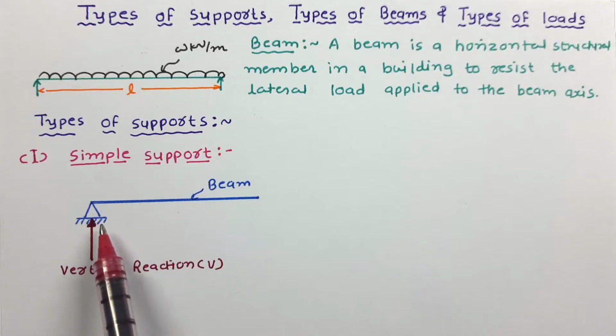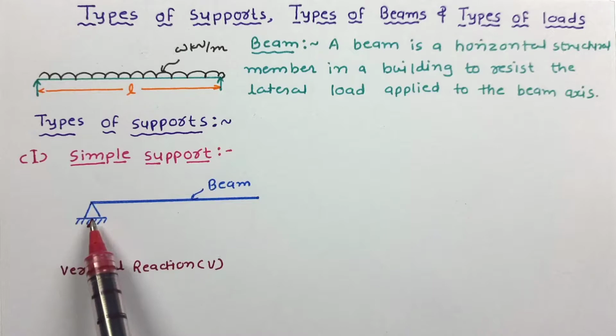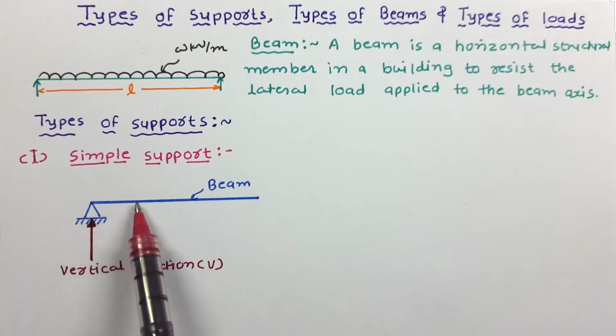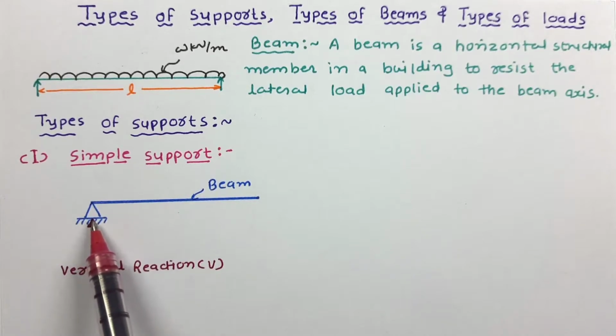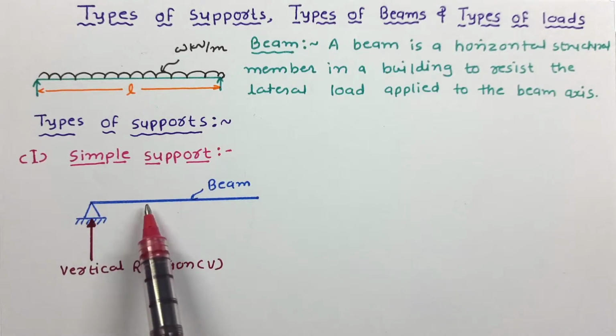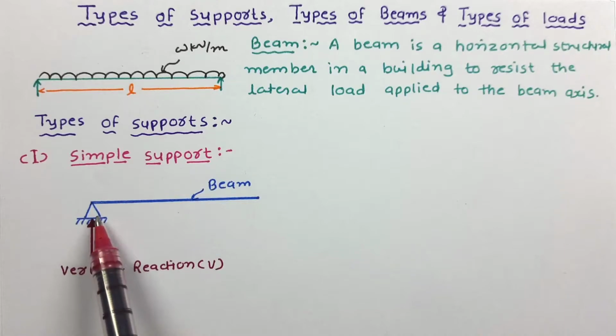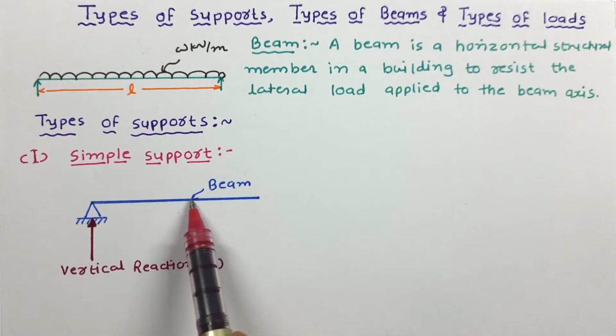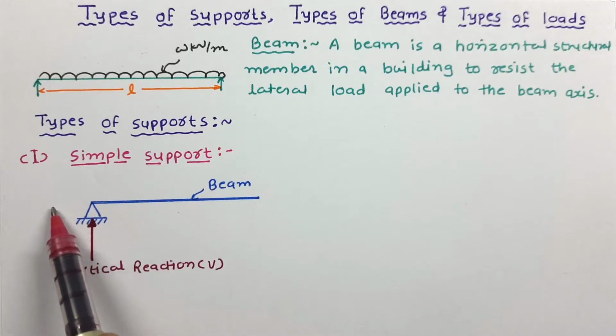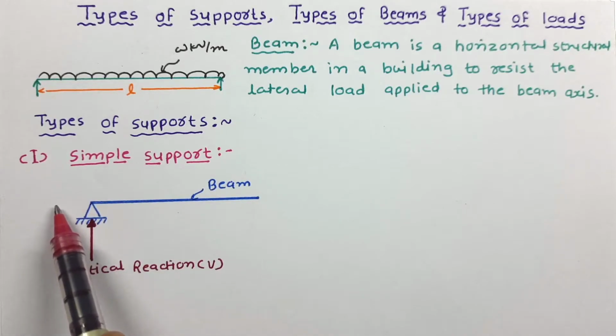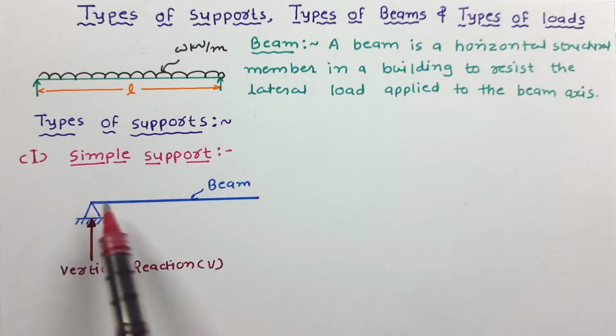In this type of support, beam is just simply supported over the support. Here there is no connection between the beam and support. The beam is just rested over the support. If inclined load is applied, the beam can slide in horizontal direction. So there is no horizontal reaction.